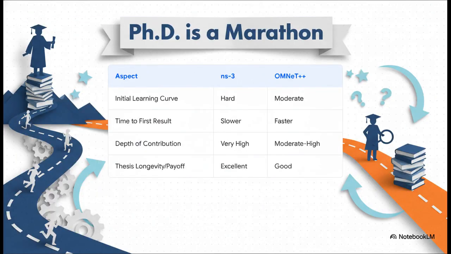And remember, a PhD is a marathon, not a sprint. So think about the long-term investment. With ns-3, yeah, you're going to have a steeper learning curve, and it's going to take you longer to get that first graph. But the payoff is a much deeper contribution and a thesis that will stand the test of time. OMNeT++ gets you started faster, sure, but the depth might be a little more moderate. It's that classic PhD rule of thumb. If a tool feels really hard to learn, it's probably because it's research grade.